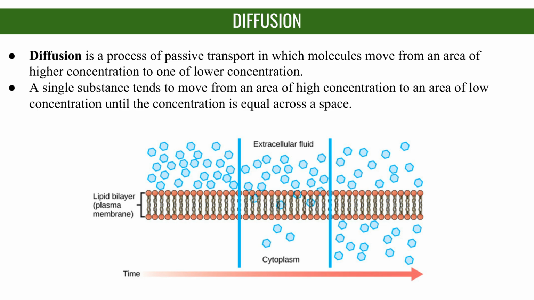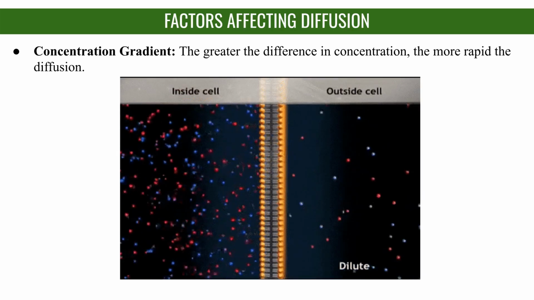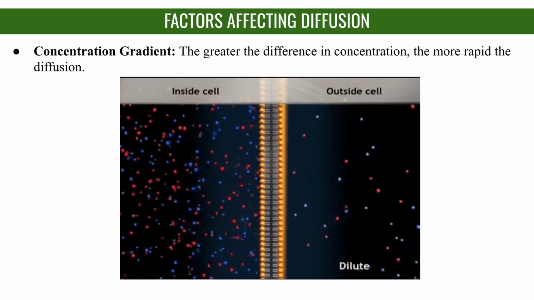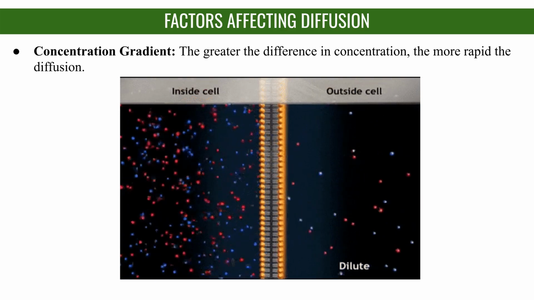Diffusion is a process of passive transport, where molecules move from an area of higher concentration to one of lower concentration. This movement continues until the concentration is equal across the space. One factor affecting diffusion is the concentration gradient. A greater difference in concentration leads to more rapid diffusion.